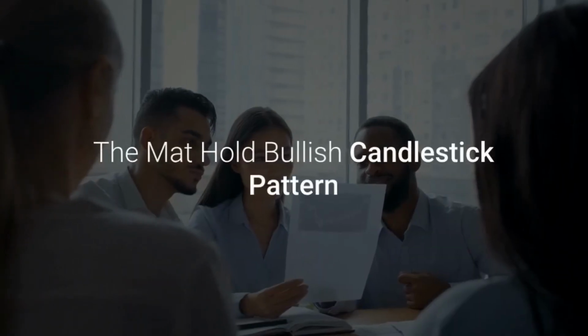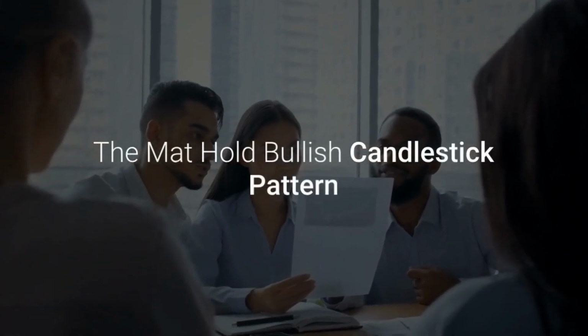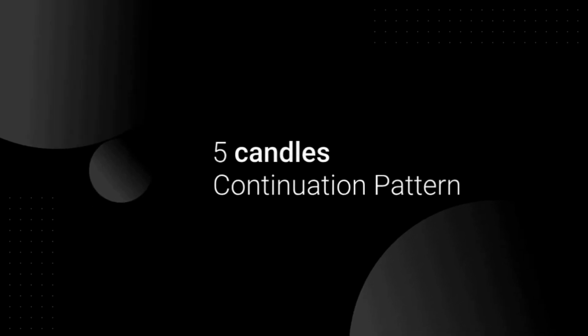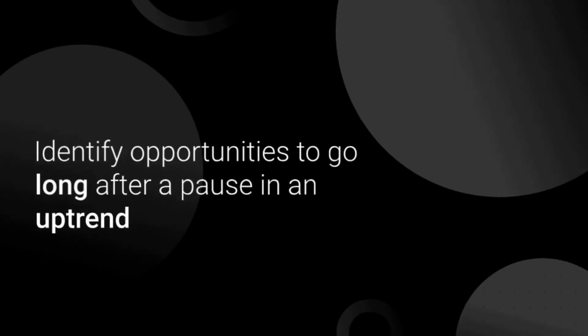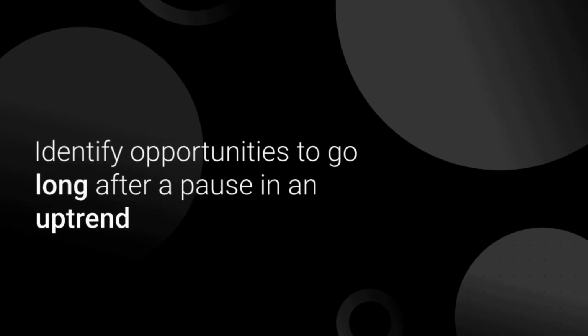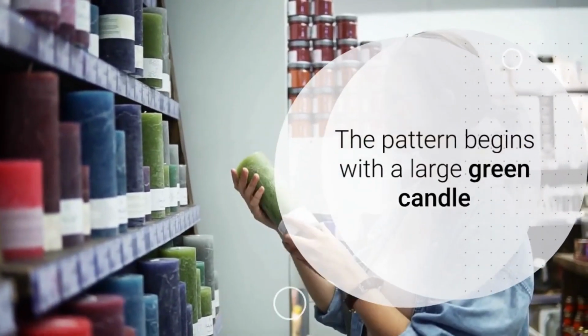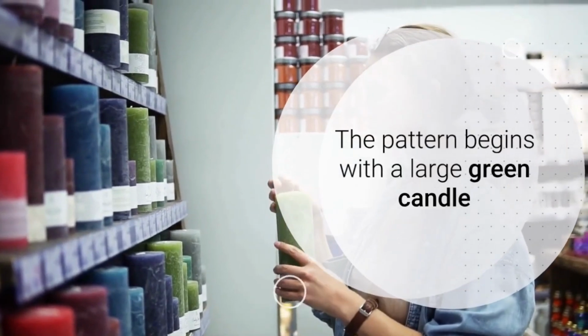The mat-hold bullish candlestick pattern is a powerful tool for traders. It consists of 5 candles and is a continuation pattern. This means it's used to identify opportunities to go long after a pause in an uptrend. The pattern begins with a large green candle, indicating strong buying interest.